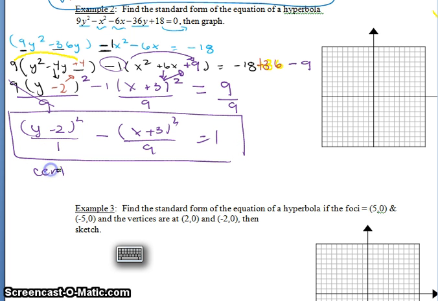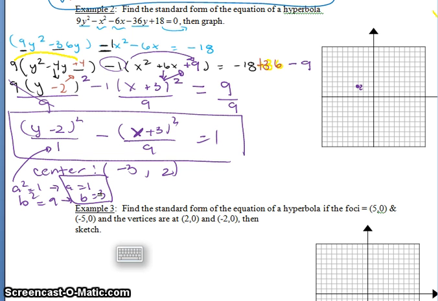The center is h comma k, so the center is at minus 3. Remember, the x is over here. And then the y is at positive 2. So I go minus 3, up 2 to get to the center, and I'm going to label that center. Then I know that my a squared is 1, which tells me that a equals 1. And my b squared is 9, which tells me that b equals 3.